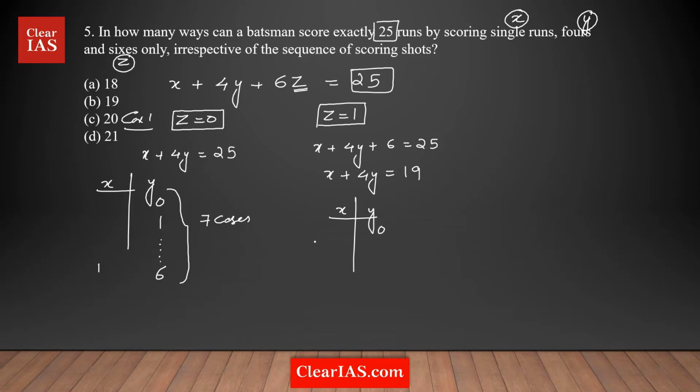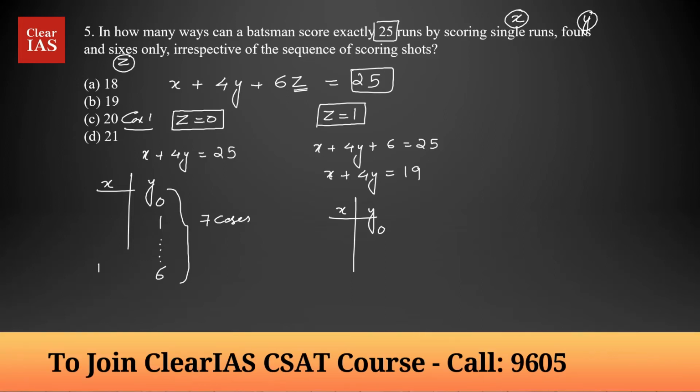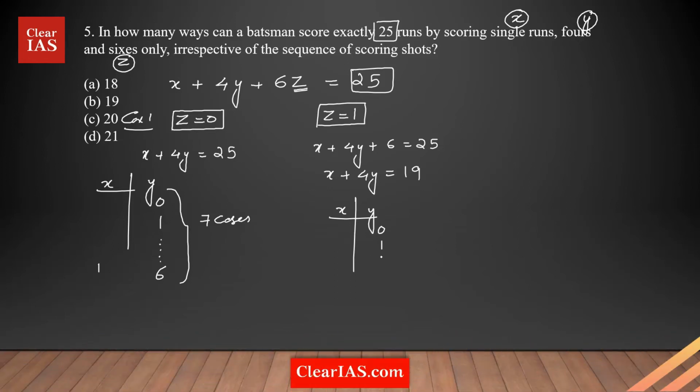Y can be 0. There are no 4s he scored. All these 19 runs he's scored by hitting singles. Y can be 1. One single 4 is possible. Remaining runs are scored by singles. It's possible, right? Y can be 2, 3, 4. That's it. The maximum value of Y is 4. 4 fours he's hitting. So 4 fours are 16 runs he's scoring here. And remaining 3 runs he scored by singles.